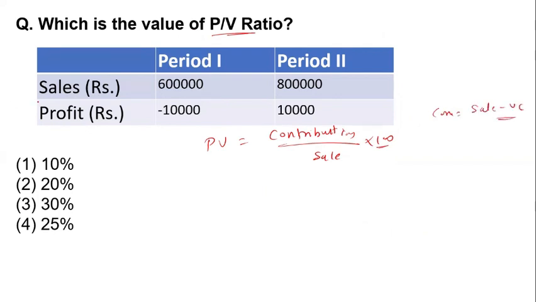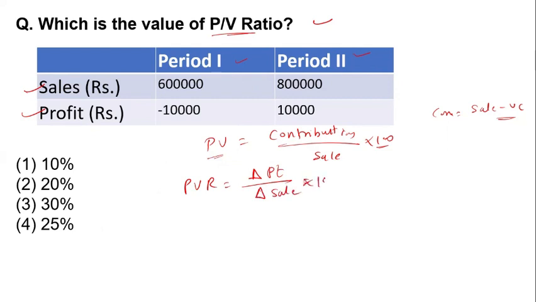In this question, we have only sales and profit for two periods, that is, period one's profit and period two's profit are given. So the data of the base year and current year is given in this question, and we have to calculate the PV ratio. In this case, the other formula for this condition is change in profit divided by change in sale.